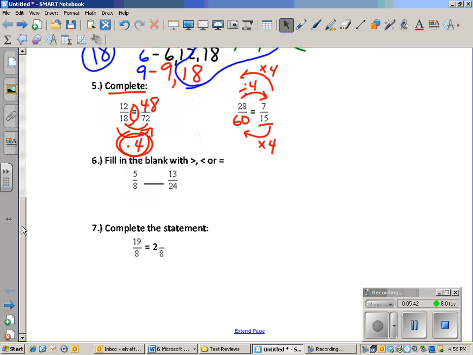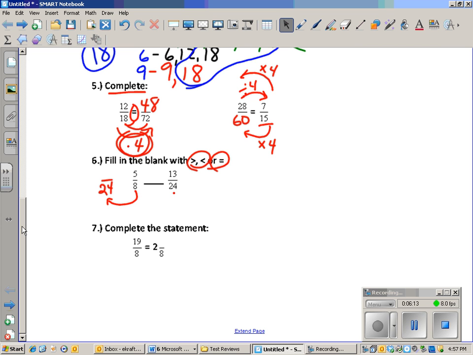So number 6 is greater than, less than, or equal to, and I have different denominators. So I'm going to go ahead and make some common denominators, and since I can make both of these denominators equal to 24, I'm going to work over here. I'm going to make an equivalent fraction for 5/8 so that the denominator is 24ths.